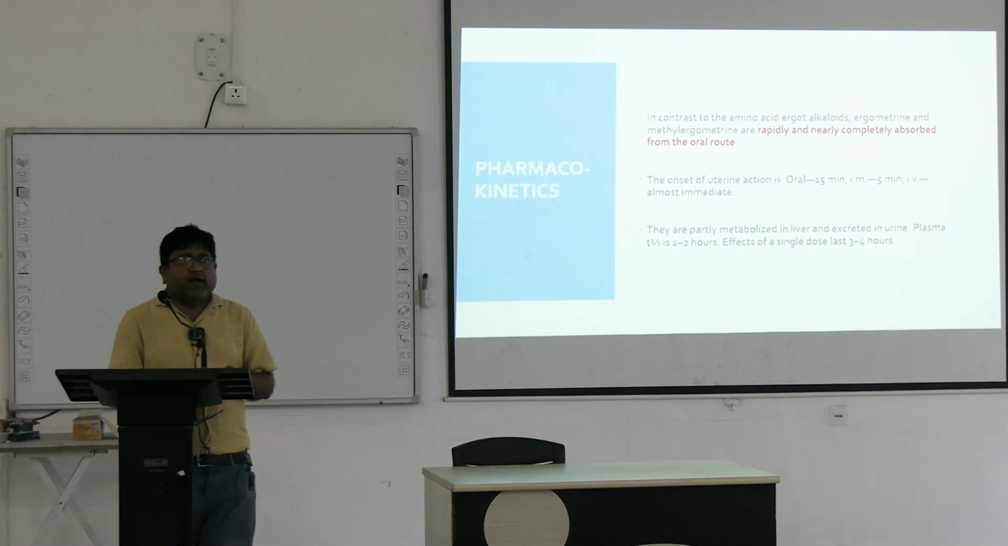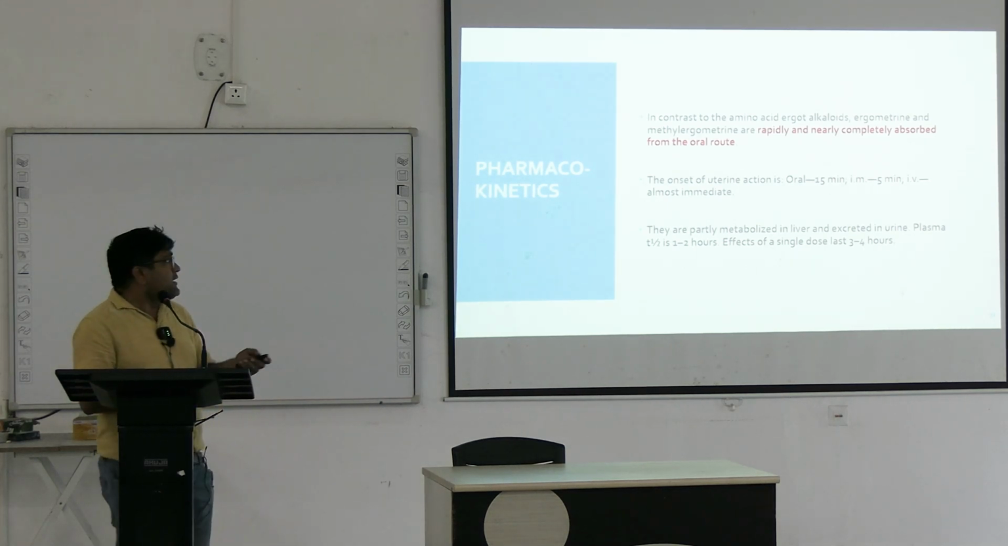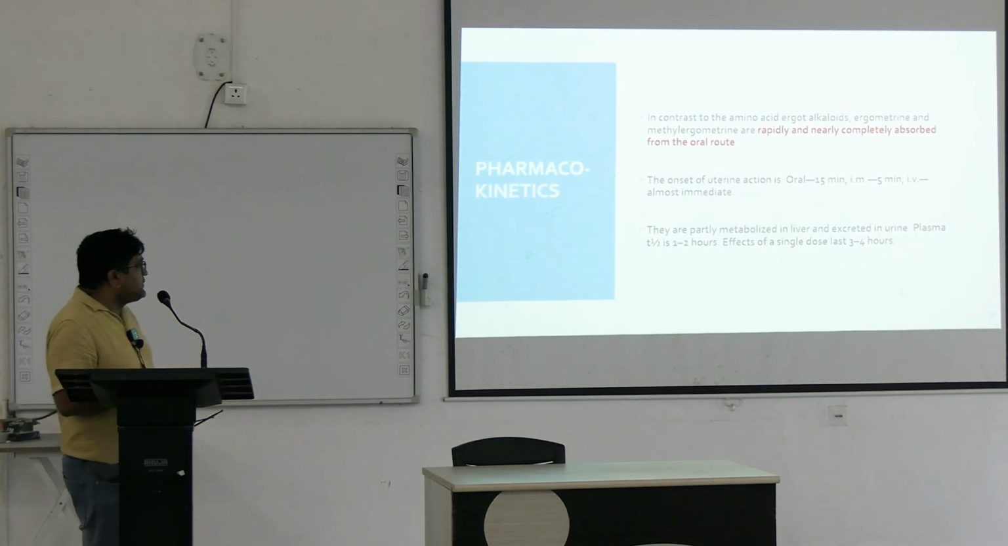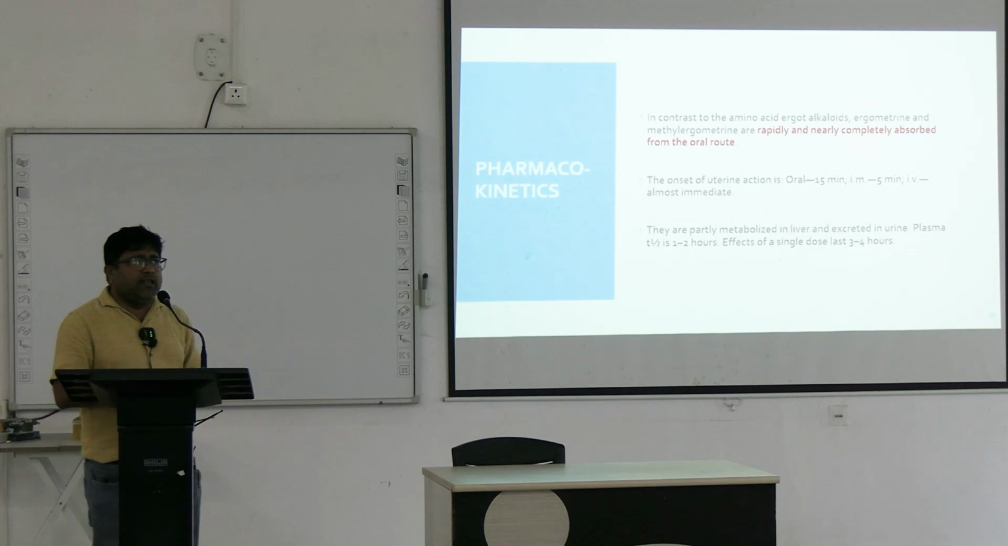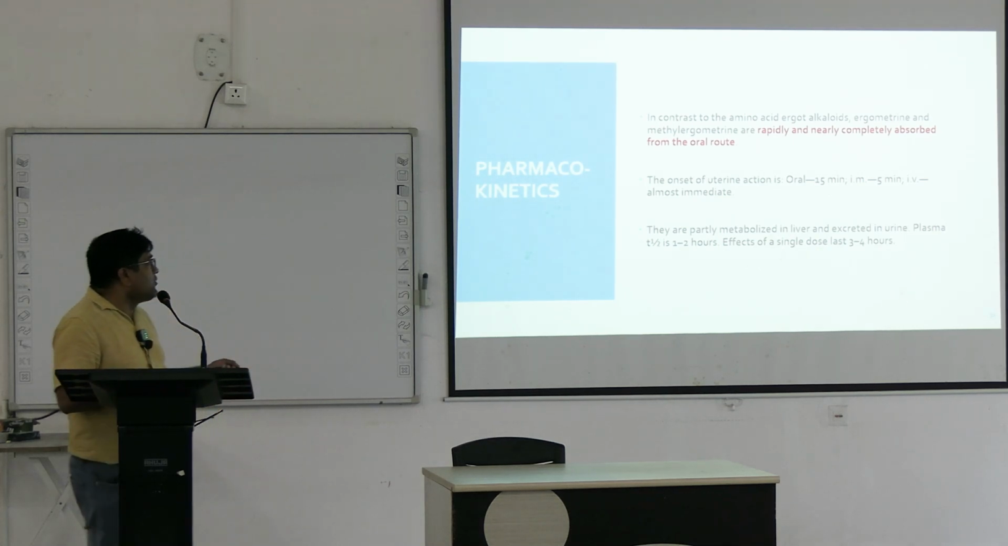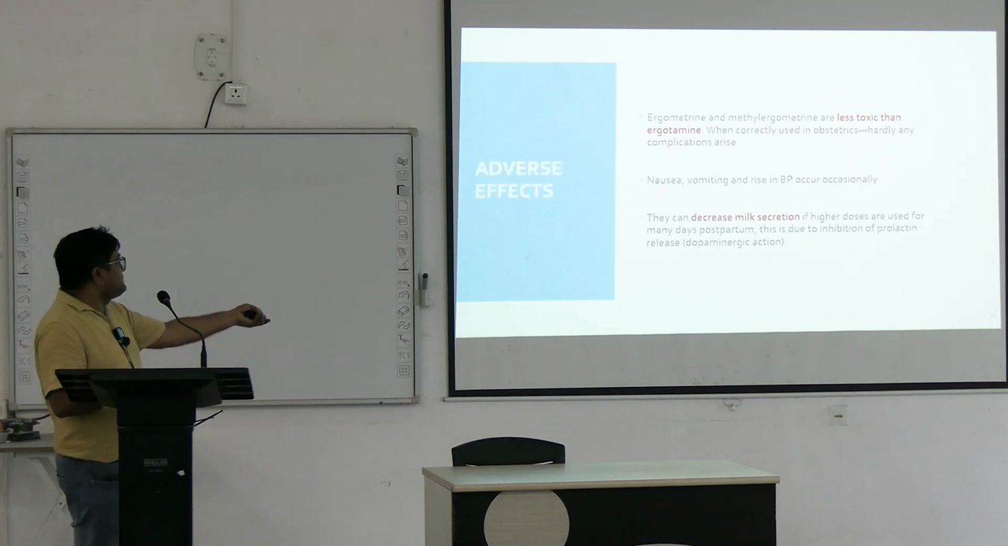Pharmacokinetics: unlike the amino ergot alkaloid, that is ergotamine, they are rapidly and nearly completely absorbed from the oral route, partly metabolized in the liver and excreted in urine. Plasma half-life is around 1 to 2 hours. Effect of a single dose lasts 3 to 4 hours.